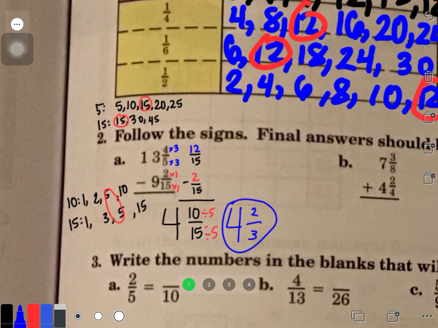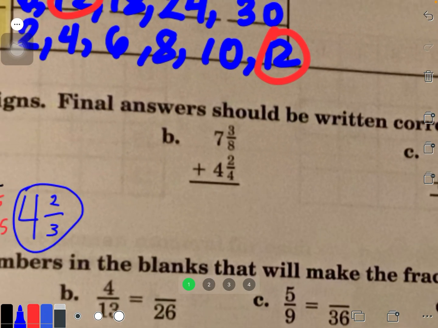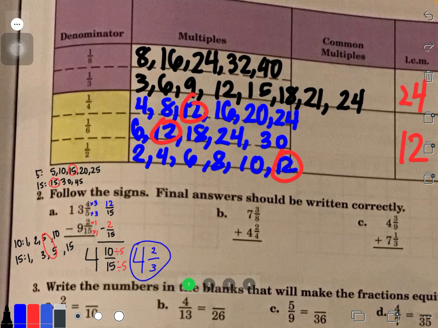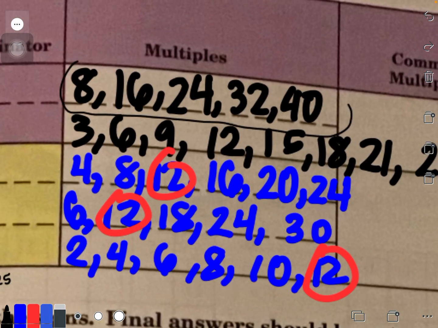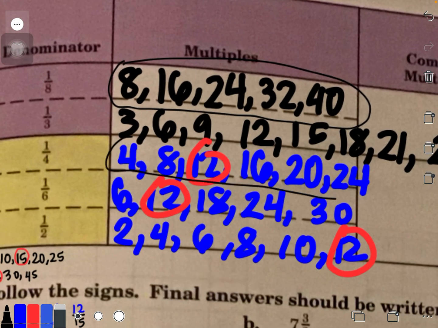Alrighty, letter B. So I've got 8 and 4 as my denominators. I'm not going to add them. Okay, my new denominator is not going to be 12. Okay, 4 plus 8 does equal 12, but I don't do it that way. So I need to list the multiples of 8. I kind of did that, didn't I? Look, I did it up here. Here are the multiples of 8. And then here are the multiples of 4.